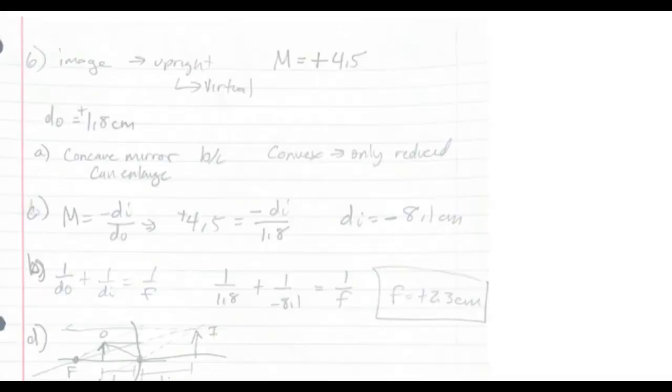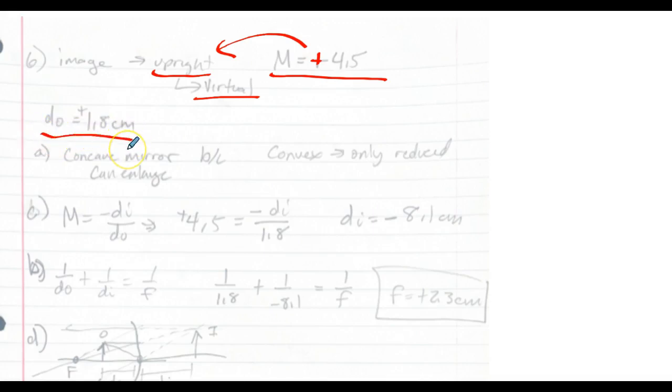Number 6 is a mirror, and this is a different type of mirror problem. It says a dentist uses a spherical mirror to produce an upright image of a patient's tooth, which is magnified by a factor of 4.5. So the magnification is positive, and it's 4.5. Positive means it's upright, it's a virtual image. You're putting the object, the tooth, 1.8 centimeters from the mirror.